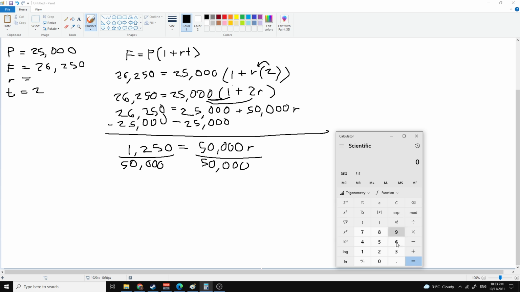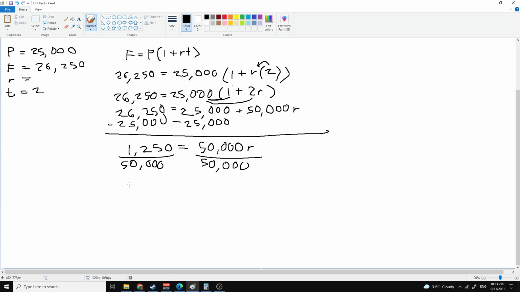So what is 1,250 divided by 50,000? That's going to be 0.025. If we convert that decimal into a percentage, that's going to be 2.5, because we're moving the decimal point 2 places, 1, 2, and that's where our decimal place is for percentages. So this is our value, this is our interest rate. Okay, so that's 2.5.